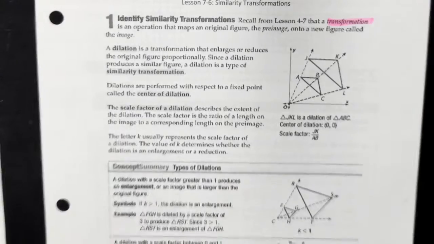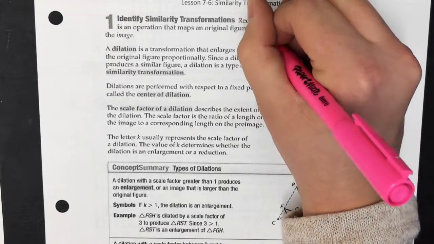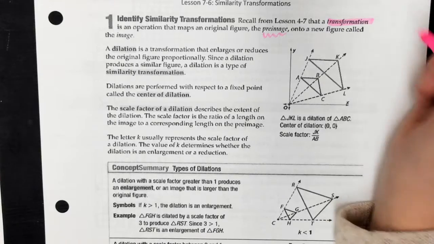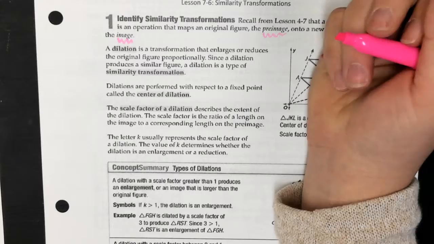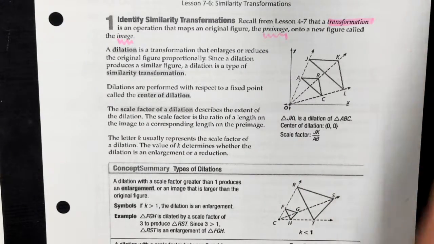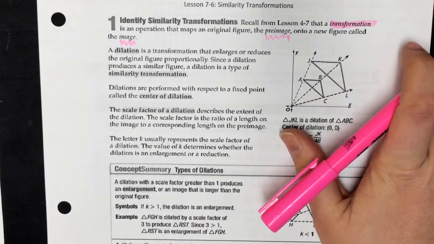Transformation is an operation that maps an original figure onto a new figure. Your original figure is called the pre-image. And then once it is placed onto another figure, it's called the image. Pre-image and image. That's a transformation. Taking one pre-image, putting it on a new graph, making it an image.